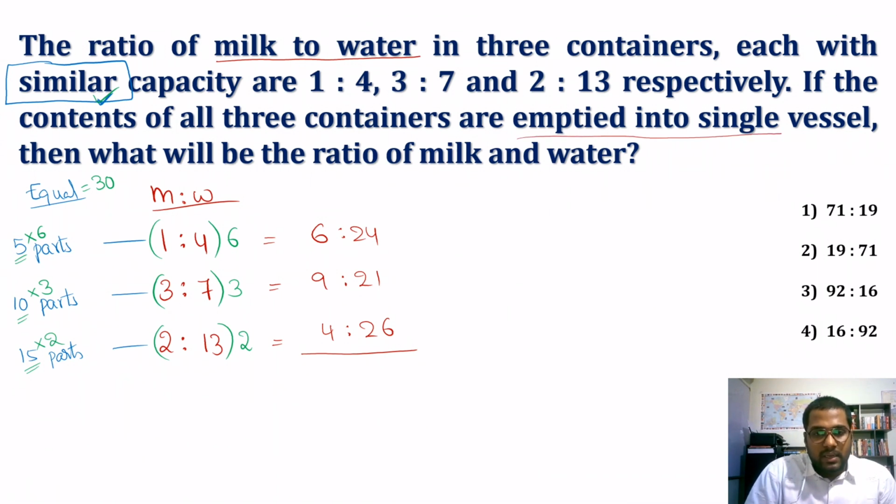And that vessel contains milk 19 parts: 6 plus 9 is 15, plus 4, 19. And water 24 plus 21, 45, plus 26, 71. 19:71 will be the ratio of milk and water in the mixture. Okay, the answer is option 2.